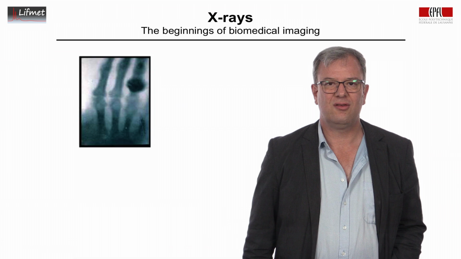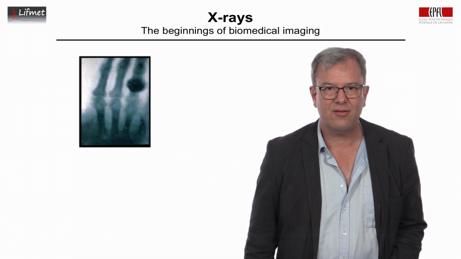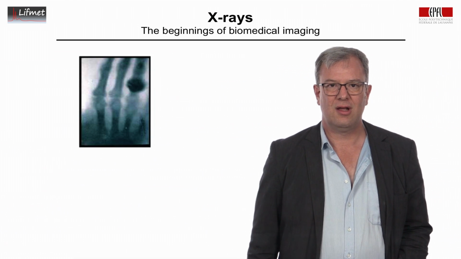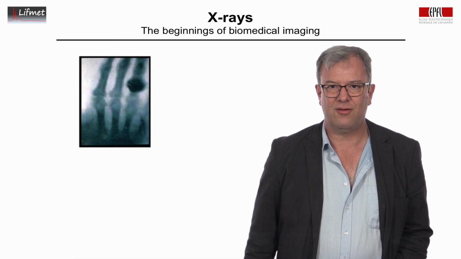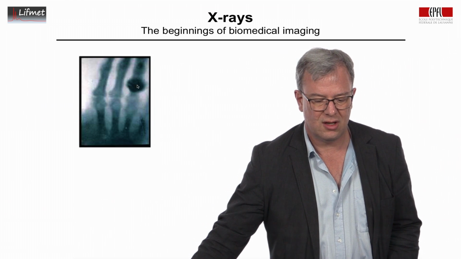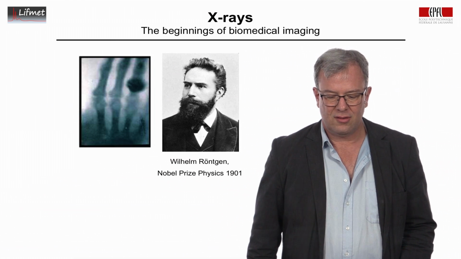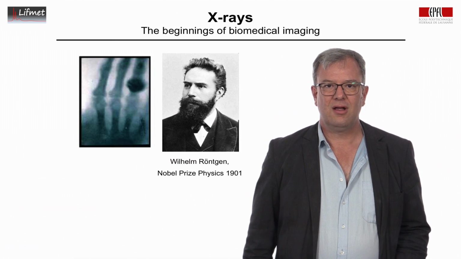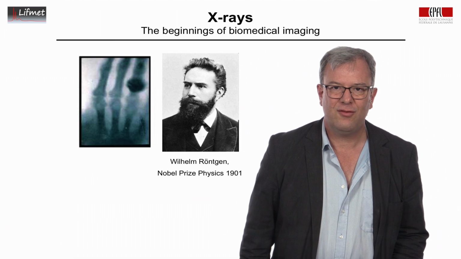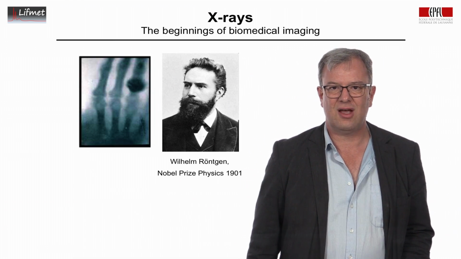Do you recognize this image? This was actually taken in 1895 by Wilhelm Conrad Röntgen, and it is the hand of his wife. You can see in the image the wedding band of his wife. So this is Wilhelm Conrad Röntgen, and it is actually quite fitting. He received the first Nobel Prize in Physics in 1901.